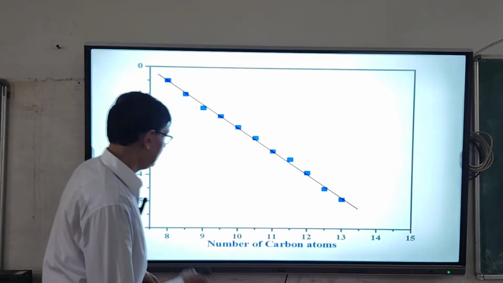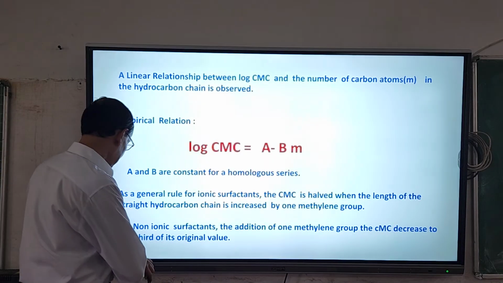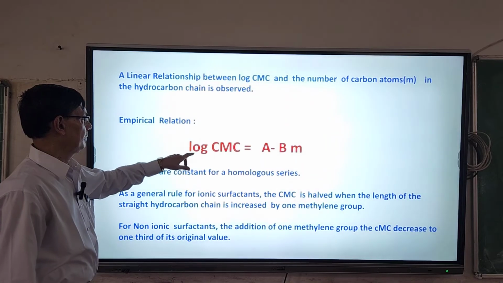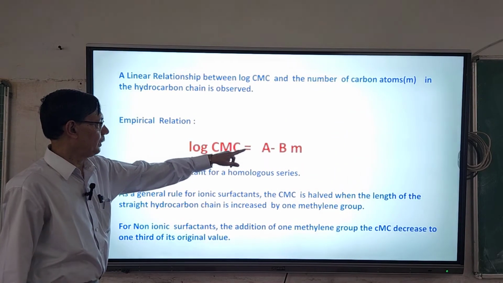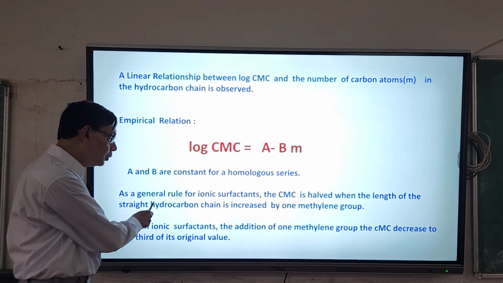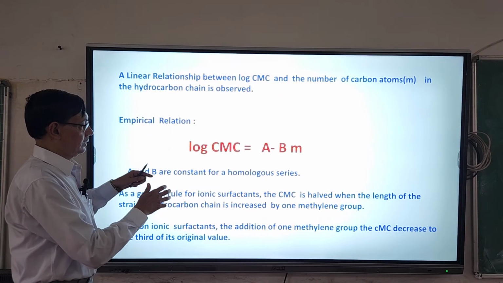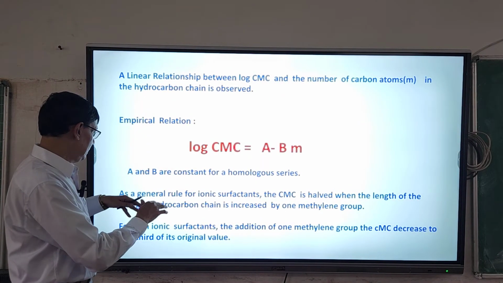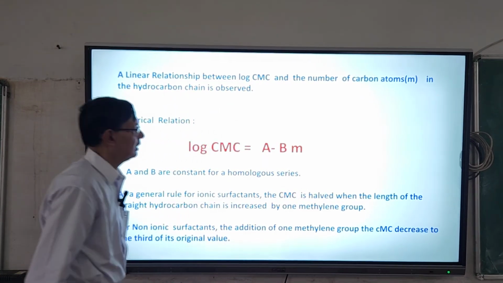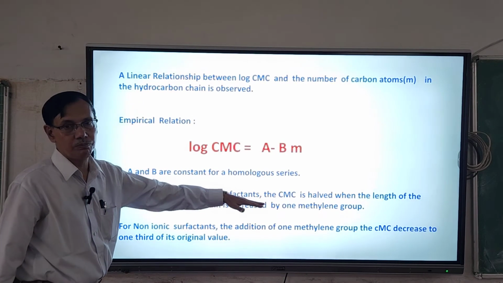The conclusion is, I can show you the conclusion. Why we are getting a linear relationship between the log CMC and the number of carbon atoms. So log CMC is equal to A minus B times m, where A and B are constants. As a general rule, CMC is halved when the length of the hydrocarbon chain is increased by one methylene group.